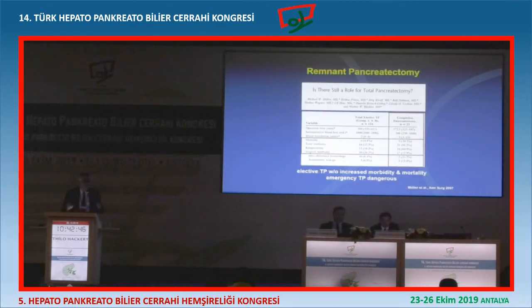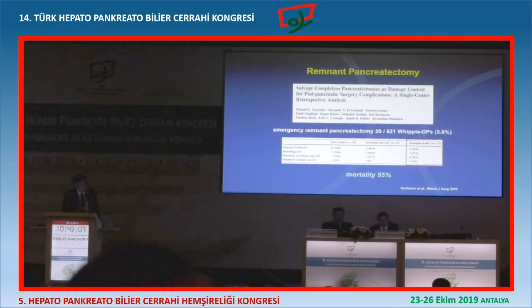Coming to the worst management of complicated fistula is, of course, the remnant pancreatectomy. Why is it not our preferred method? Because these are also old data showing that you have a mortality of approximately 40% when you do an emergency pancreatectomy compared to 4 to 5% in elective operations. And this is not only in Heidelberg. Also in Hamburg, they investigated this with a remnant pancreatectomy, emergency 20 were performed, mortality 55%.